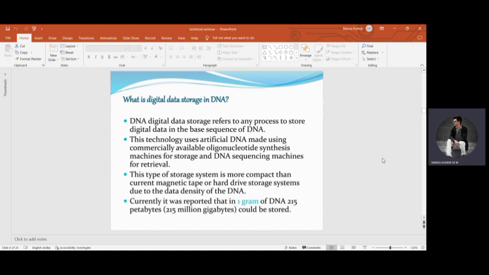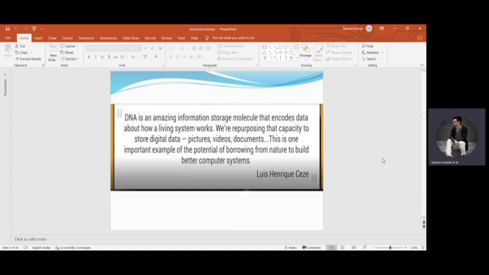So, about DNA, Luis Henry Q says DNA is an amazing information storage molecule that encodes data about how a living system works. Repurposing that capacity to store digital data, such as videos and documents, is one important example of the potential of borrowing from nature to build better computer systems.